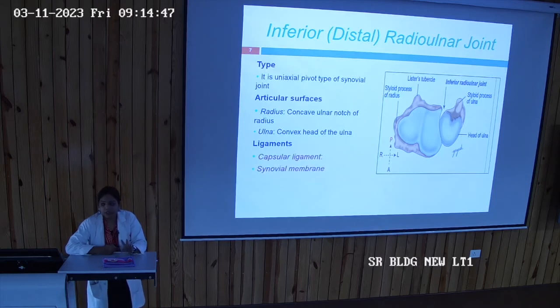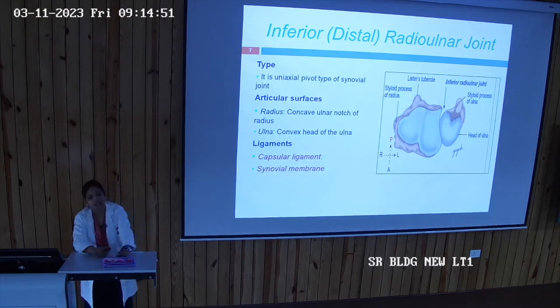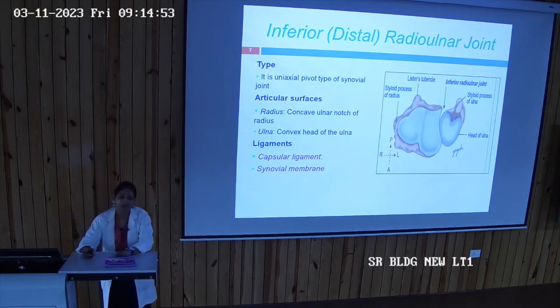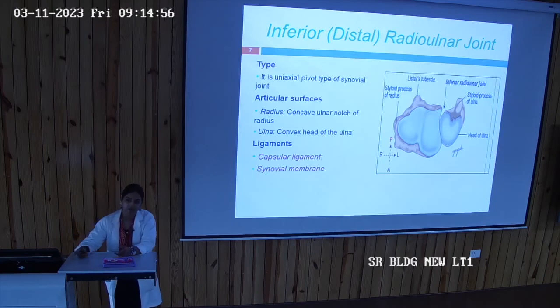Now the third one is an important one. There is a triangular fibrocartilaginous disc which is known as the articular disc. I have discussed with some of you why the ulna does not participate in the formation of the wrist joint. It is because of the presence of this triangular disc, which limits the ulna from participating in the formation of the wrist joint. Only the lower end of the radius participates in the formation of the wrist joint.